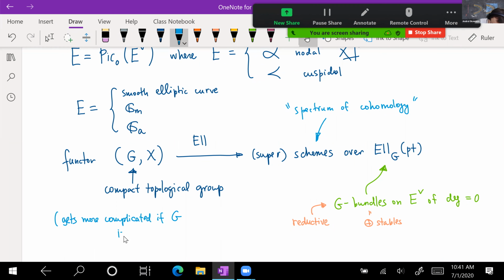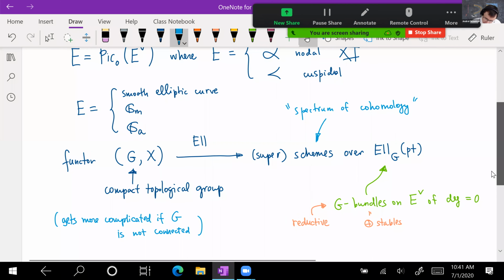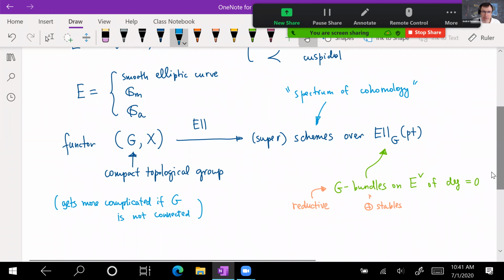If G is not connected, I don't know, you have to discuss what we mean by that. Then we will have to... anyway, this is a separate discussion. So for us, I'm going to postpone the definition. I think it's better if we first talk about elliptic homology, then we'll try to define it.